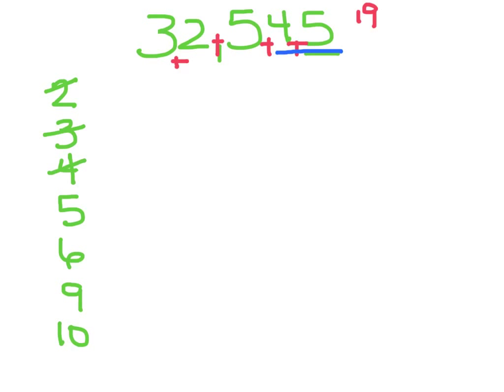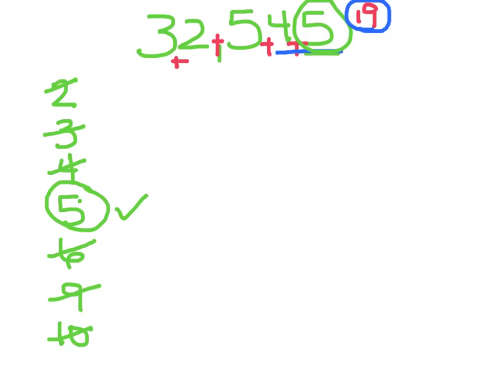Then we check 5. It ends in a 5, so this number is divisible by 5. Then we check the number 6. All we need to check is to see if it was divisible by 2 and 3. It was not, so it's not divisible by 6. For the number 9, I've already done the hard part. I added up my digits, and I got 19. 19 is not divisible by 9. And then my rule for 10 is to check and see if it ends in a 0. It does not. So this number is only divisible by 5.